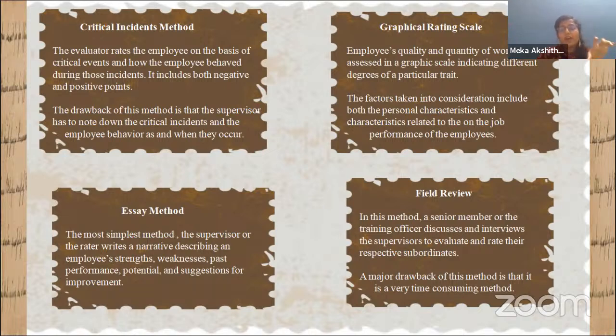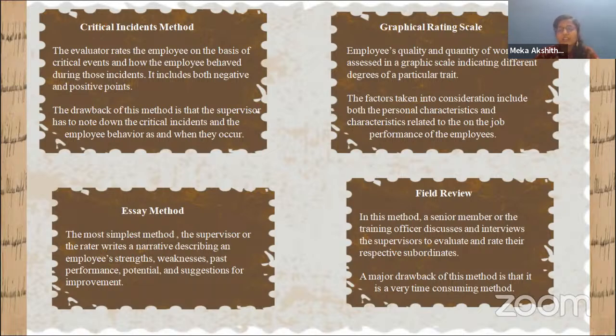One drawback of this method is that you can't compare these essays with those of other employees, because there is no correct scoring key. There is no standardized scoring key to compare. So we can't compare these essays with the performance of the other employees.